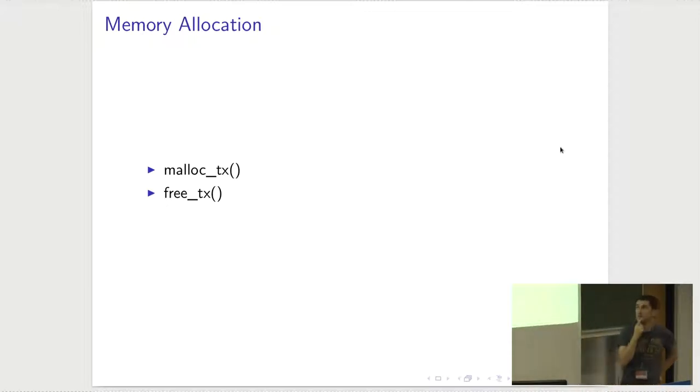Then memory allocation, we had this in the examples. So malloc TX allocates during a transaction, and if you have to roll back your transaction, the allocated memory is freed automatically. And free is basically a free operation, but it's delayed until the commit actually takes place. So if you do this in your transaction and you have to roll back and you have to restart, then the memory will still be there because you did not commit the free.